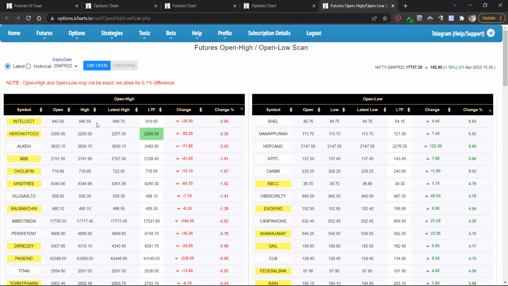Like it started with open equal to high, but later the high changed or it went higher. The high went higher, like 946.7 was the day's high. So this market open condition got broken. So we display Bharti, and we mark it as yellow.